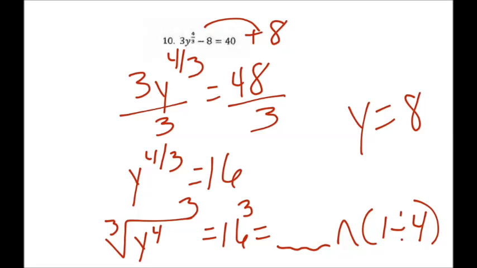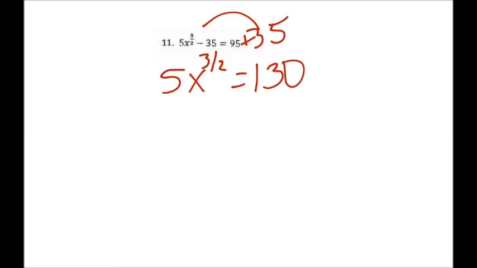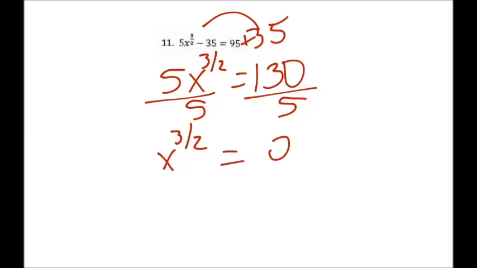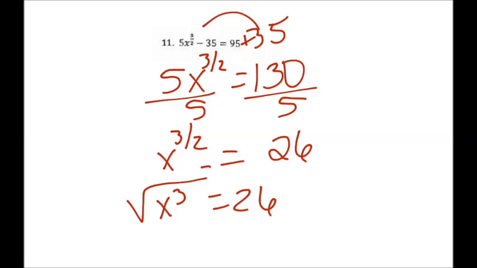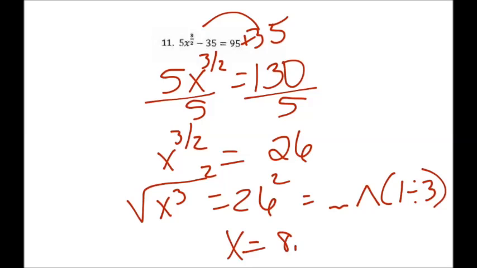Once again, you could put it in y1 and y2, second calc 5, enter, enter, enter. Move your 35. 5x to the 3/2 is equal to 130. Divide by 5. x to the 3/2 is equal to 26. Square root of x to the 3rd is equal to 26. You're going to square the 26, and then you're going to root it to the 1 divided by 3. x equals 8.77.